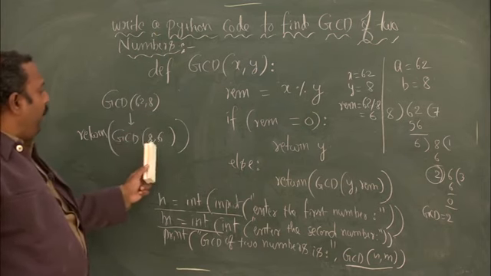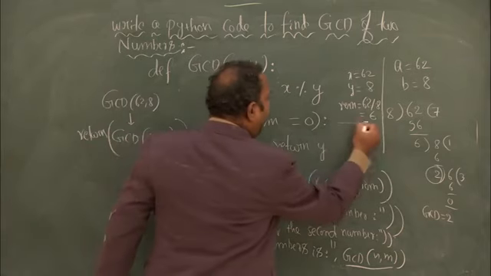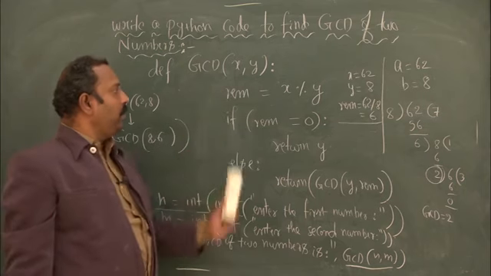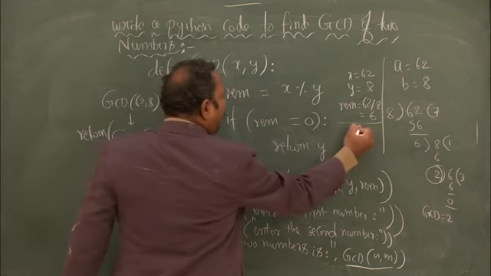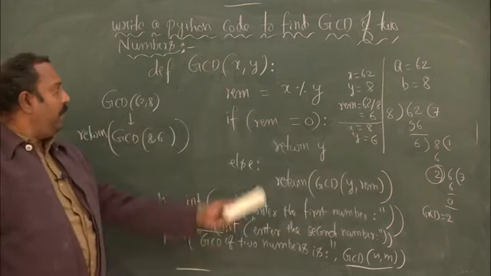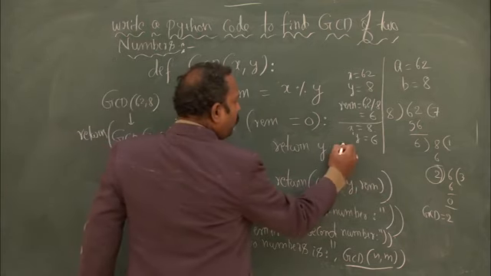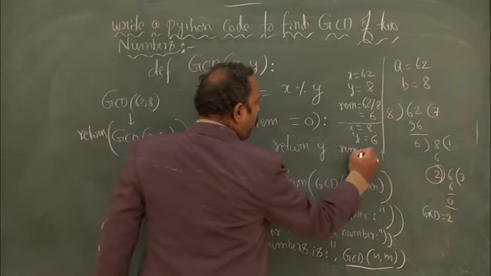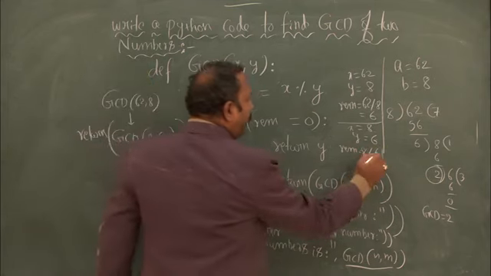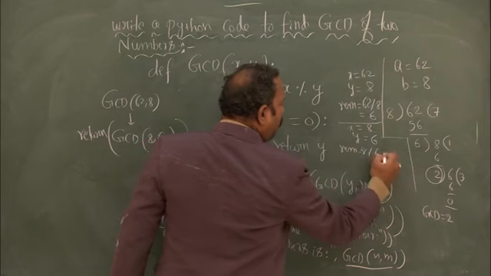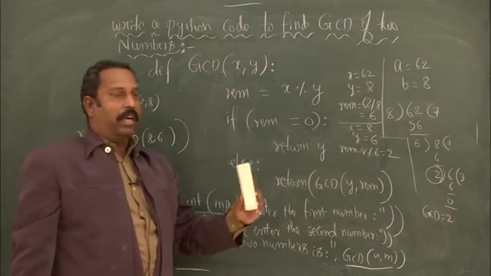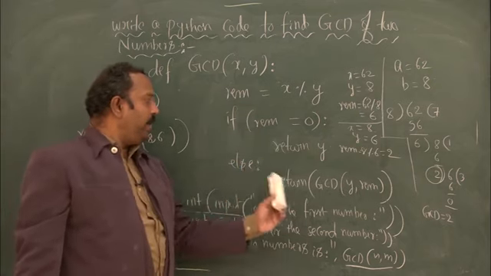Now GCD of 8 comma 6. So 8 will be assigned to x, 6 will be assigned to y. So x gets value 8, y gets value 6. Again, remainder equal to 8 mod 6. What is the output we'll get here? Remainder equal to 2. So 2 equal to 0, the condition is false, so it comes to the else case and returns.